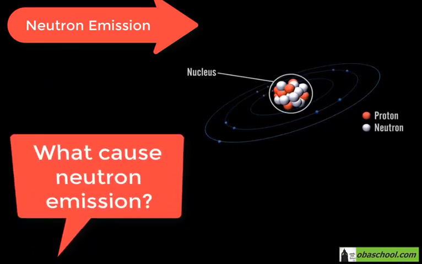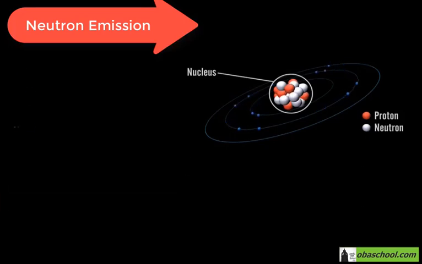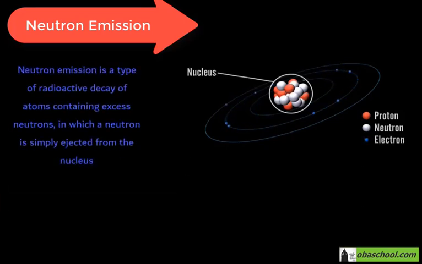So what caused this neutron emission? The neutron emission is a type of radioactive decay of atoms containing excess neutrons, in which a neutron is simply ejected from the nucleus. So how is that?